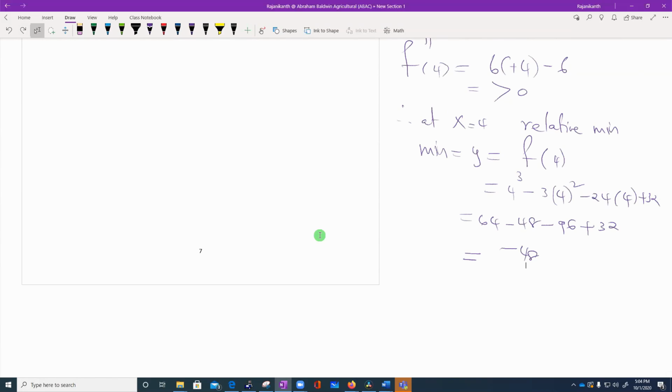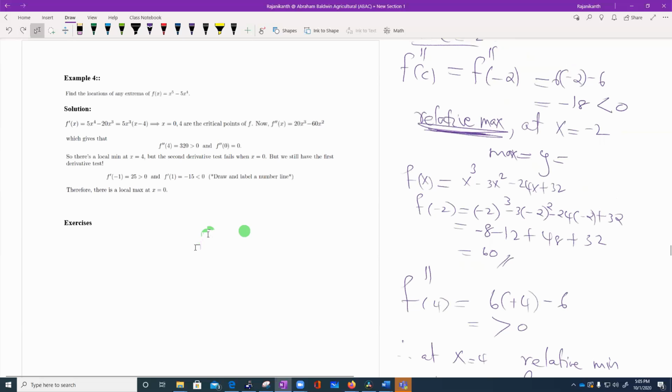But that's up to the student. Some students feel the second derivative is harder than the first, but most students love the second derivative because you don't need to draw the picture and check the trend just before and after. We don't need that, right? Okay, so that's it. So this is about finding relative max, min, and concavity.